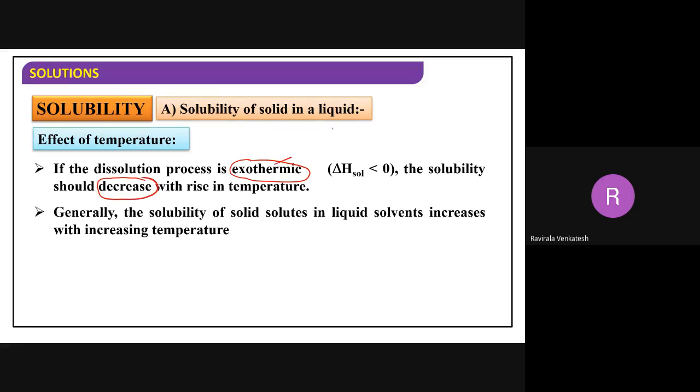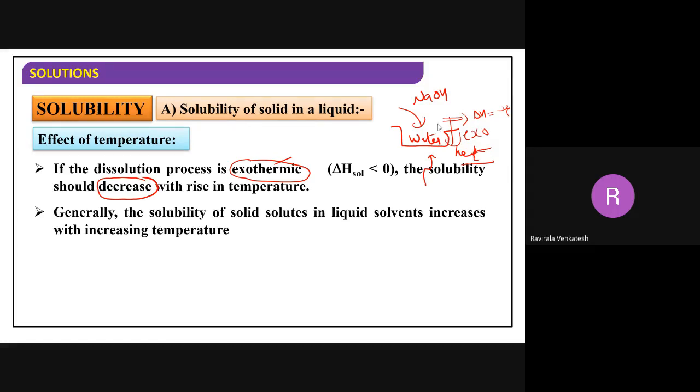Exothermic. For example, if I take water again and add NaOH, NaOH pellets, that NaOH solid I'm adding here. Now immediately heat will be liberated here. Delta H equal to negative. Exothermic process. Heat is liberated. For this process, heat is already being liberated. Now again, if temperature increases, solubility decreases, according to Le Chatelier's principle.